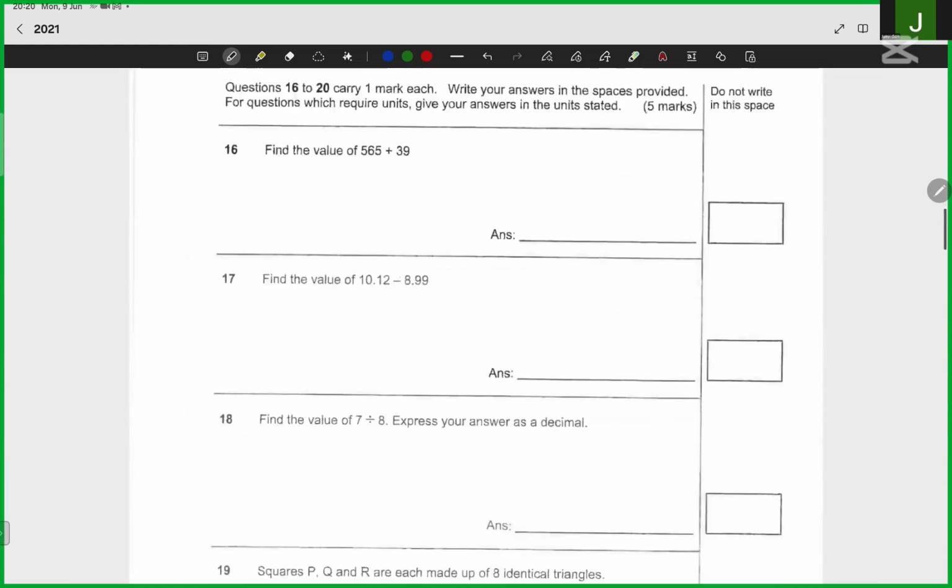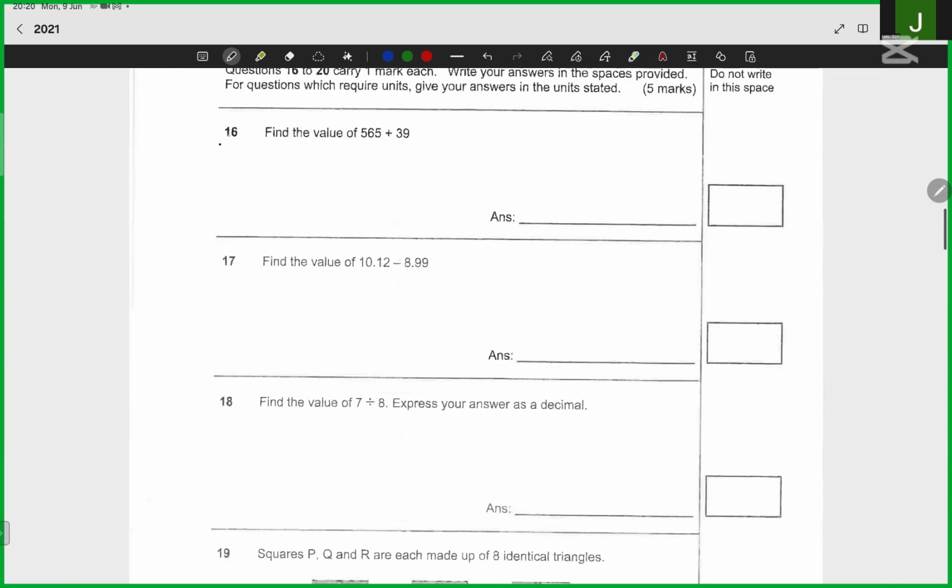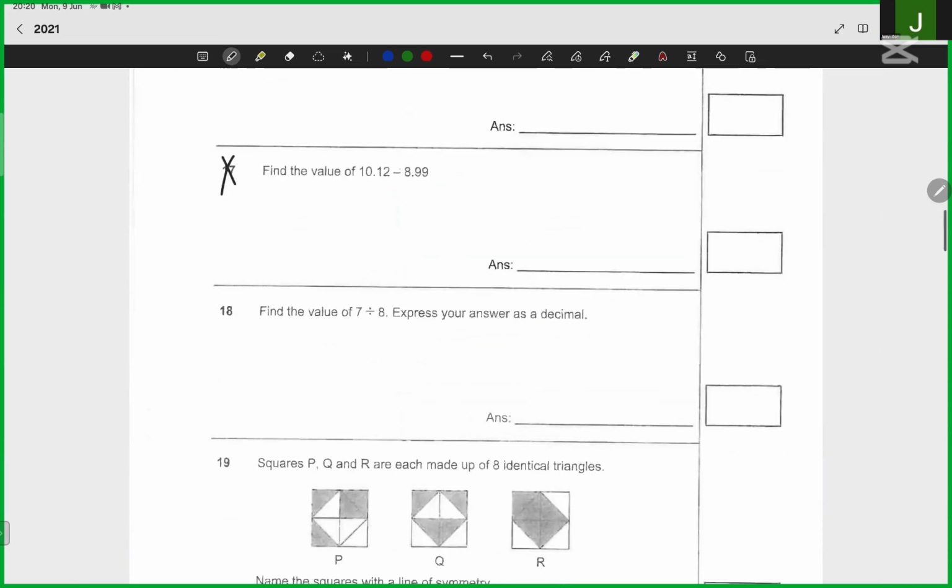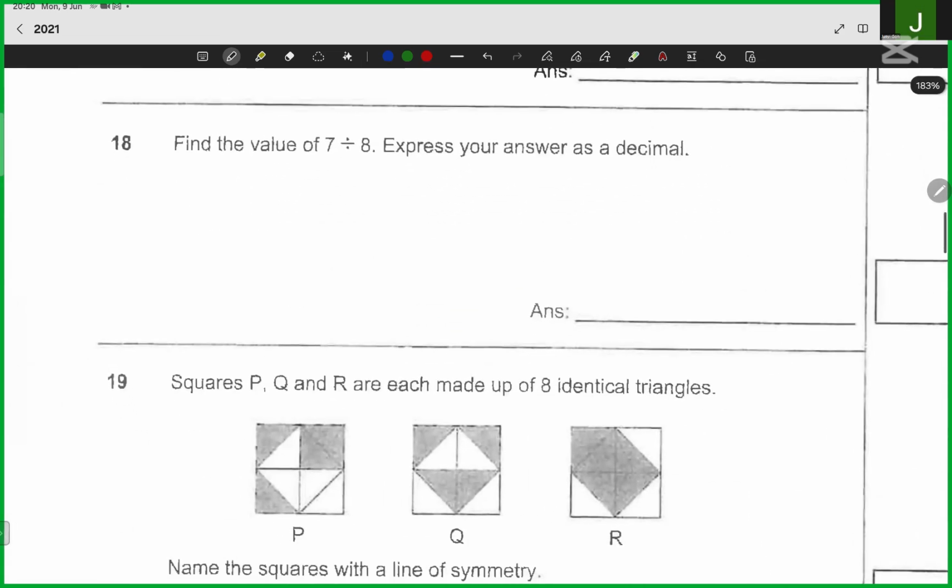Okay, booklet B. Question 16, I don't want to go through. Question 17, I don't want to go through. Too easy already.